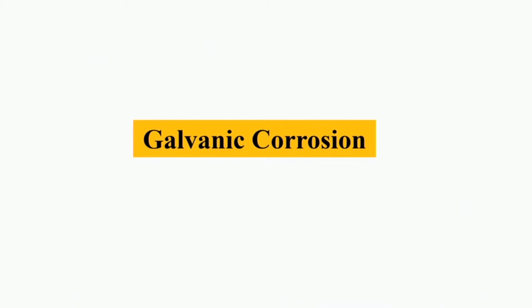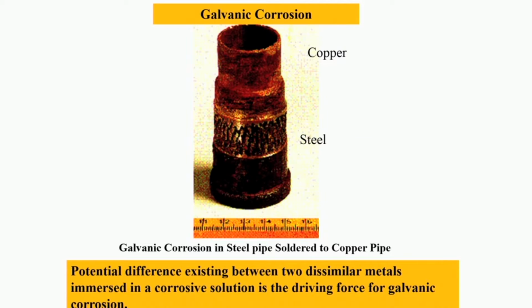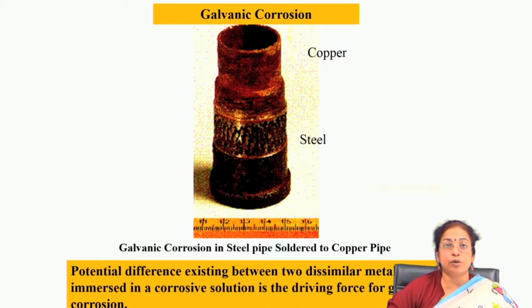So, in this lecture I will discuss the second mode of corrosion, that is aqueous corrosion, particularly galvanic corrosion. Galvanic corrosion is a form of corrosion which usually occurs when two dissimilar metallic materials are electrically connected and placed in an aqueous media or electrolyte. Usually the potential difference existing between the two dissimilar metals is the driving force for the corrosion to occur.